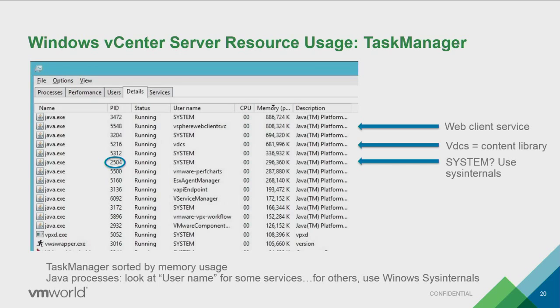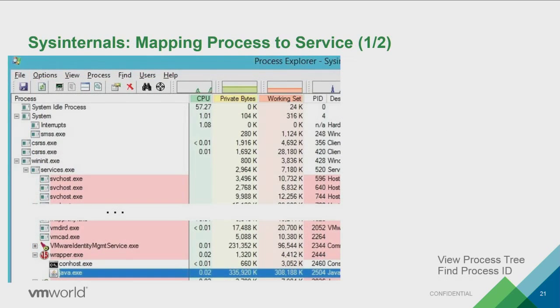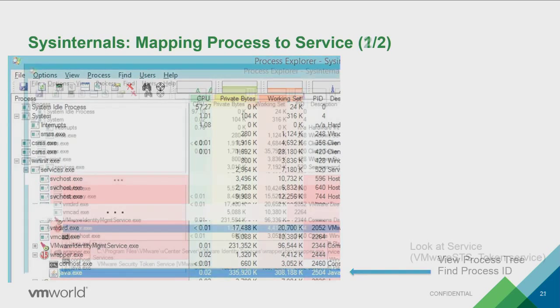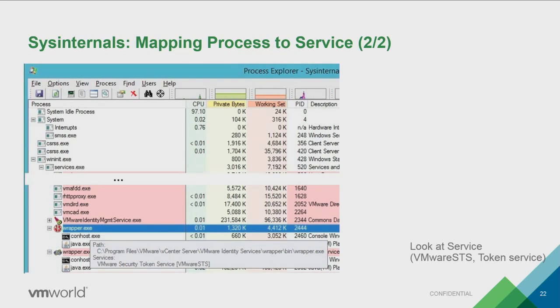What I like to do in situations like this is I like to use Windows Sysinternals. So I install Sysinternals, I take that PID, and then I look at the process tree, and I find the wrapper function that called that process. And when I do that, I can look at the path, and the paths are rational, so you can look at it and say, okay, this is VMware STS, that has to do with identity management. So if you install Windows Sysinternals, you can use this technique to figure out what each of those Java services are in Windows. And it can help you understand the relative memory usage of each.